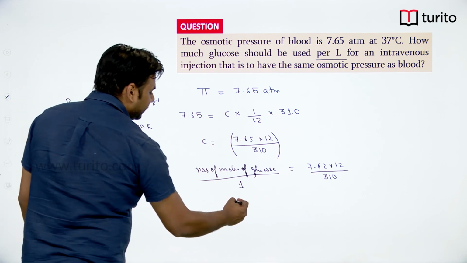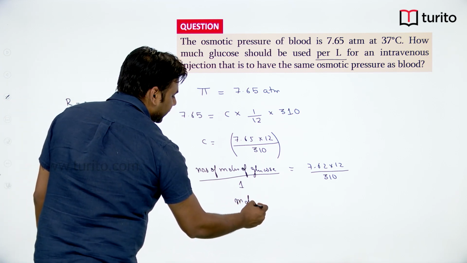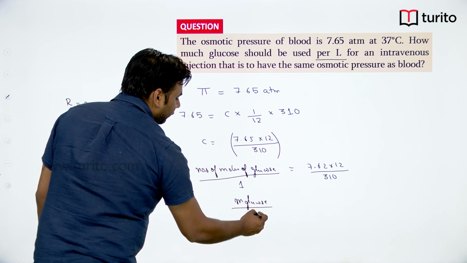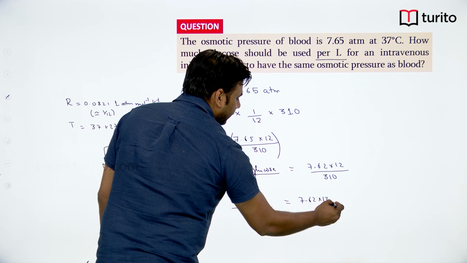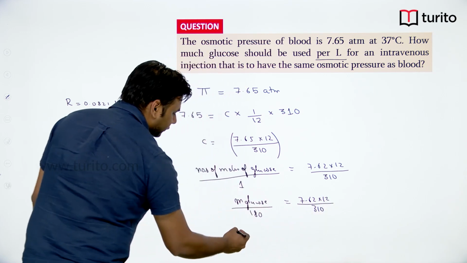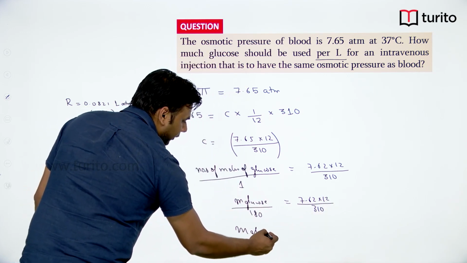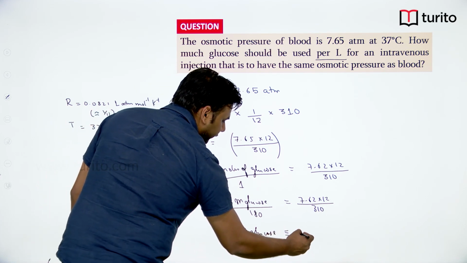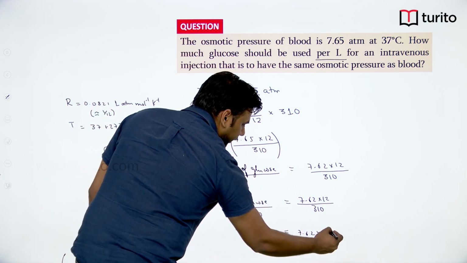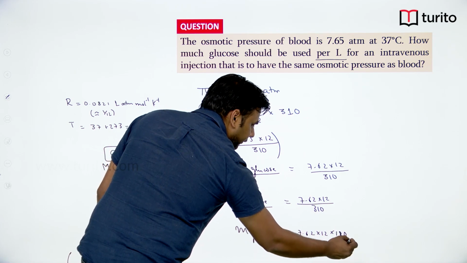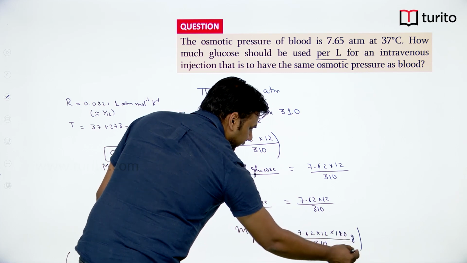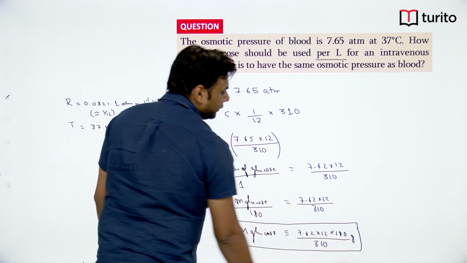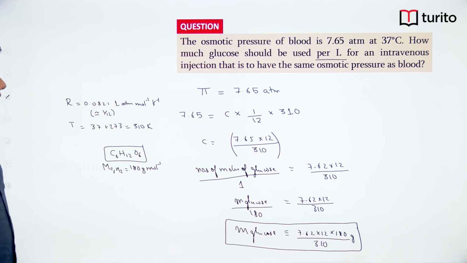So we can write this as mass of glucose. Moles is basically mass upon molar mass, upon 180. This will be equal to 7.65 into 12 divided by 310. So the mass of glucose required to exert the same osmotic pressure as that of blood would be this. Just carry out the calculation, and this would be the answer in grams. You can do the calculation on your own. Hope this is clear to you.